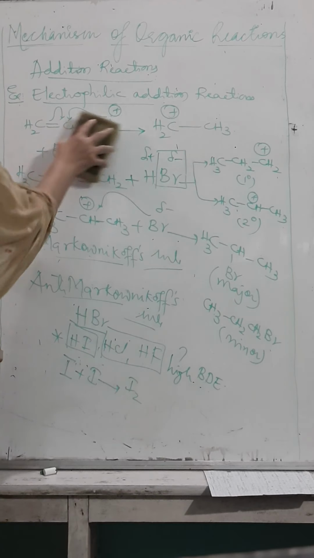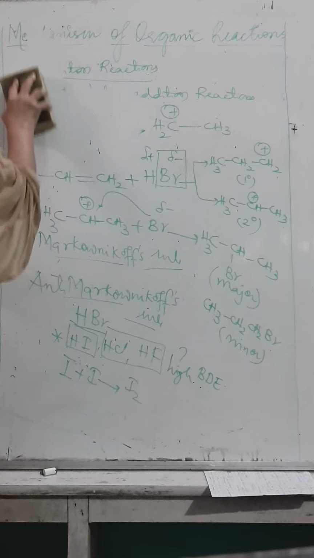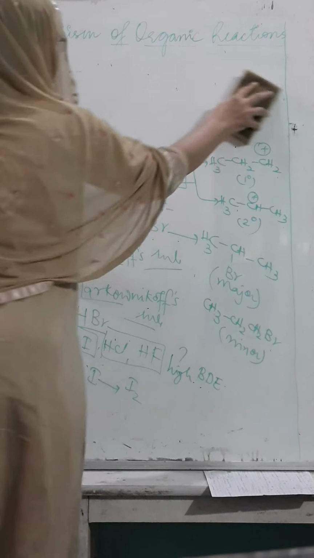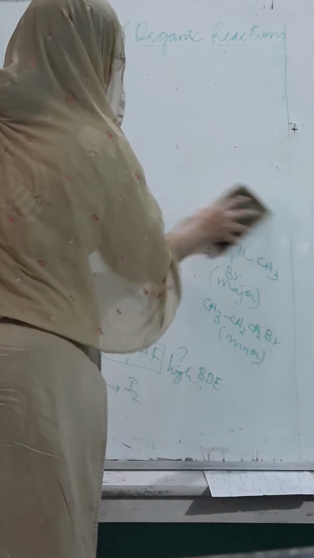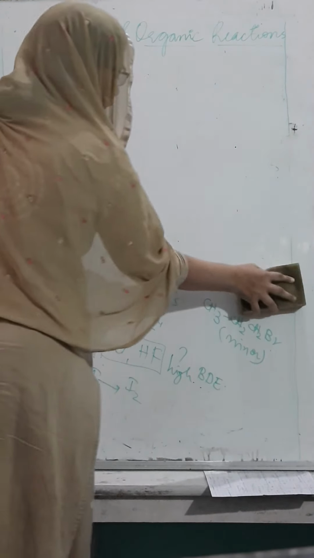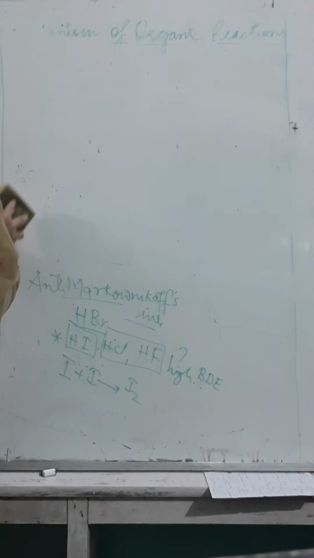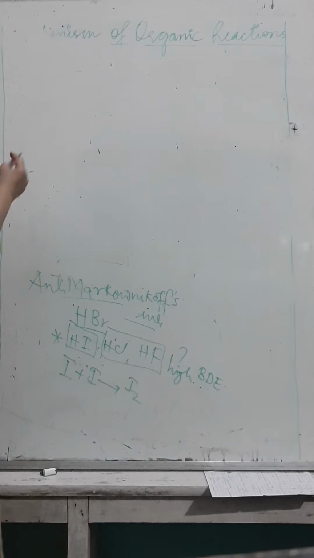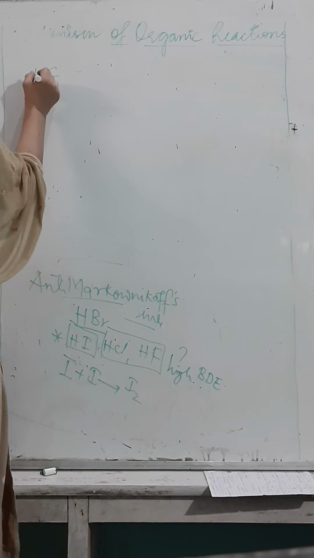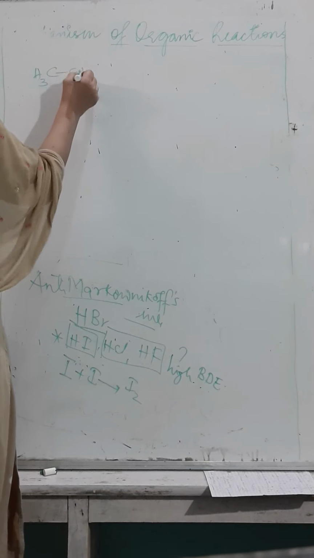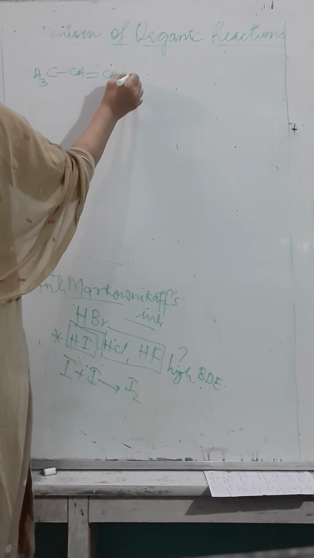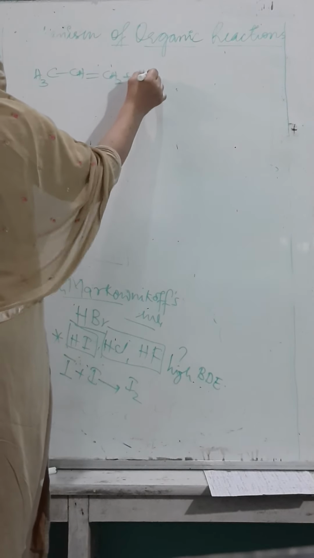Children, listen here. I will write one example where I take propene in the presence of peroxide. What happens? We will see. By remembering the anti-Markovnikov's rule, I write CH3, CH, double bond CH2 plus HBr.